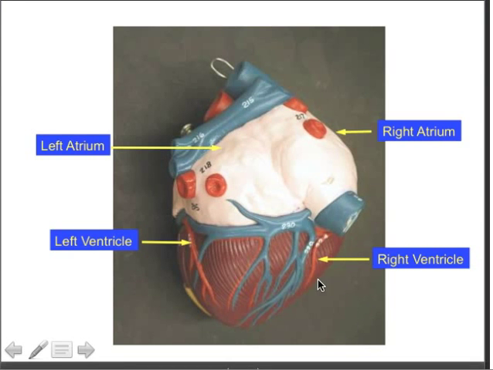Relevant vessels that you can pick up. These are the pulmonary arteries. These are the pulmonary veins, and you can see here the inferior and superior vena cava. You can pick up just the tiniest bit of aorta over here, and this is, of course, the coronary sinus.